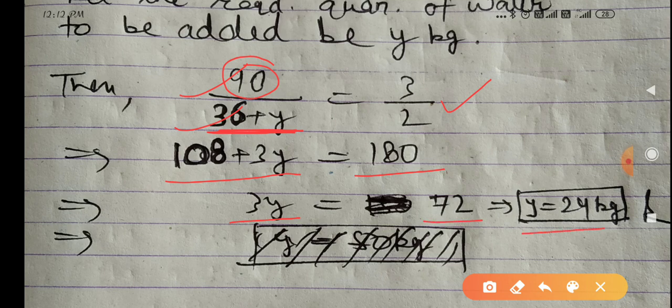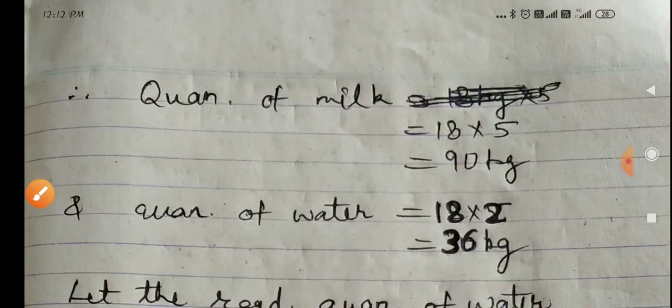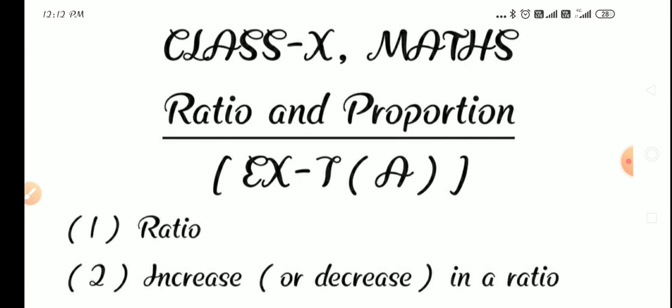So y equals 24 is the quantity of water to be added so that the ratio of the mixture will be 3:2. Like this, students, you can solve the remaining questions of exercise 7A. Today I took some questions of exercise 7A, and some more questions of exercise 7A I will take in tomorrow's video, because this exercise is a big exercise.